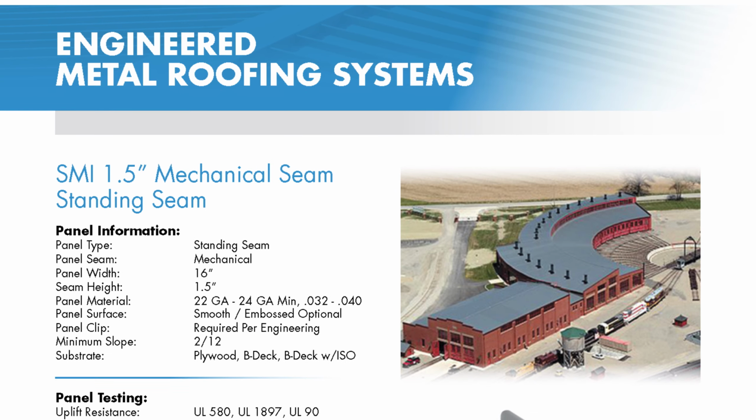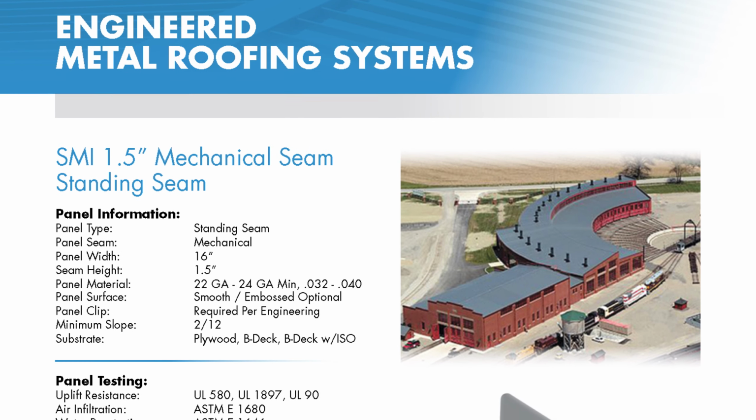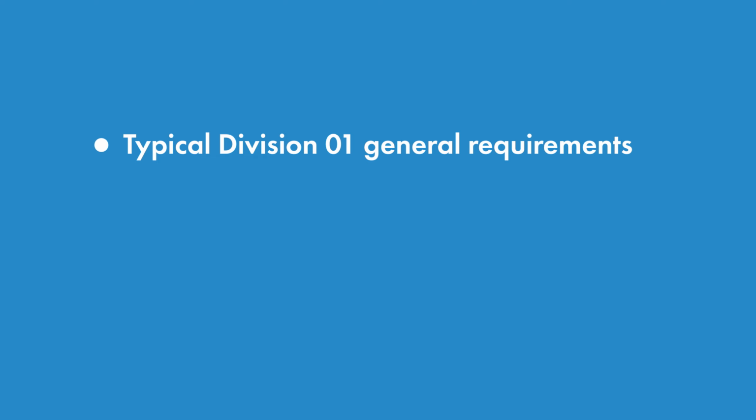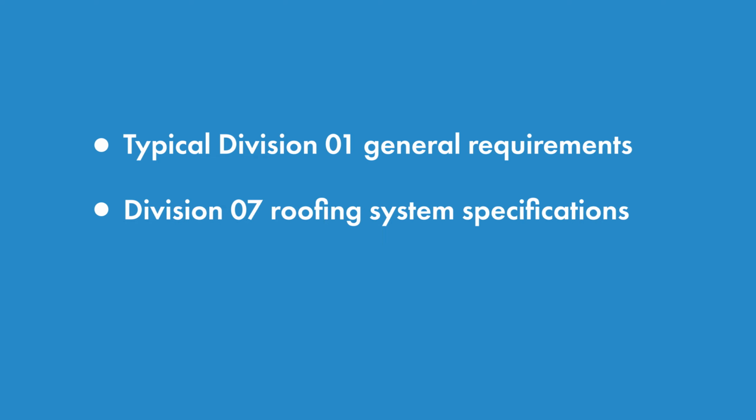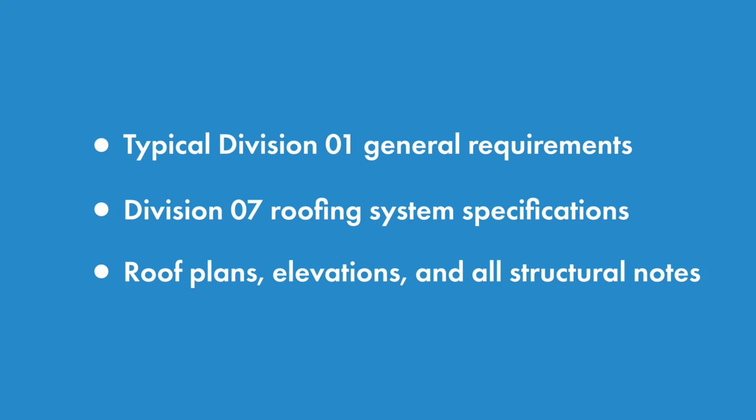As I mentioned earlier, if you want to substitute a Sheffield Metals standing seam metal roofing or wall product in place of a different specified product or set of requirements, the Sheffield Metals Architectural Department can assist by creating a side-by-side comparison chart for you based on the project's information. Sheffield Metals will need the following items from the project manual to put together a side-by-side. Typical Division 1 general requirements, which should define the substitution process. Division 7 specs for the roofing system, and the roof plans, elevations, and all structural notes.